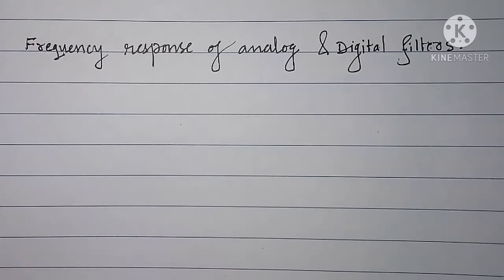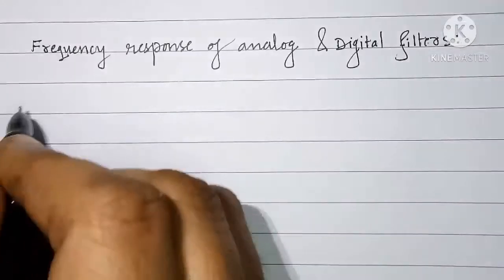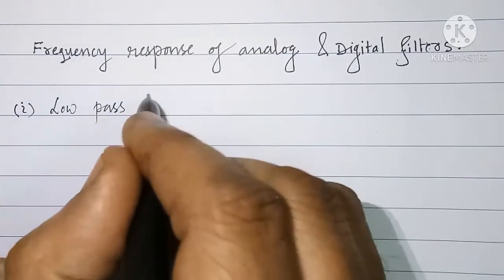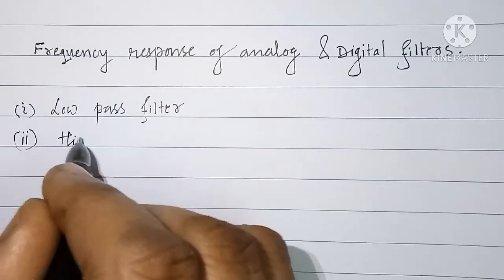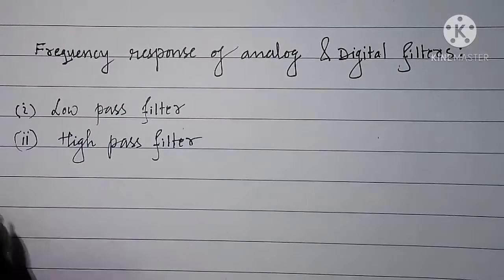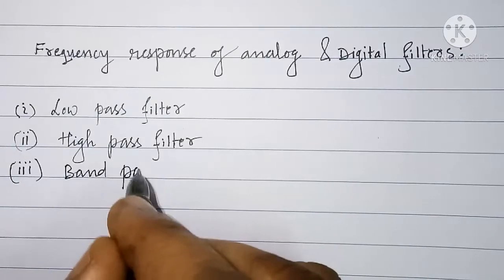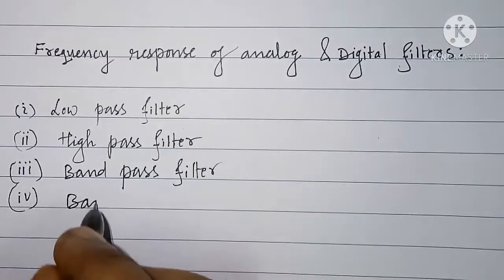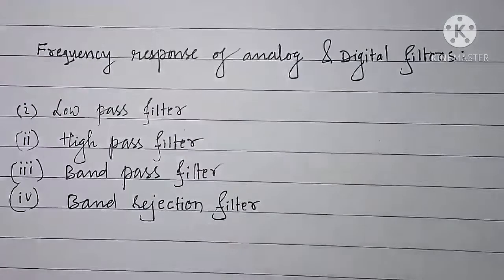As you all know that the filters are mainly of four types, and those filters are low pass filter, high pass filter, band pass filter, and band rejection filter.